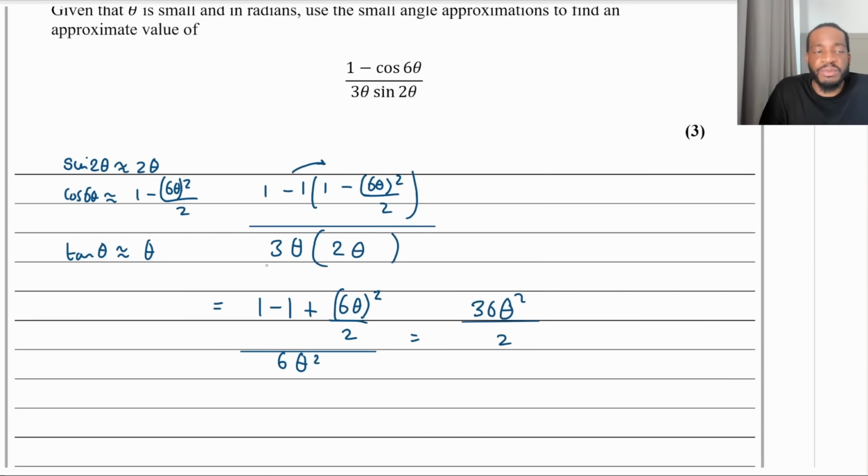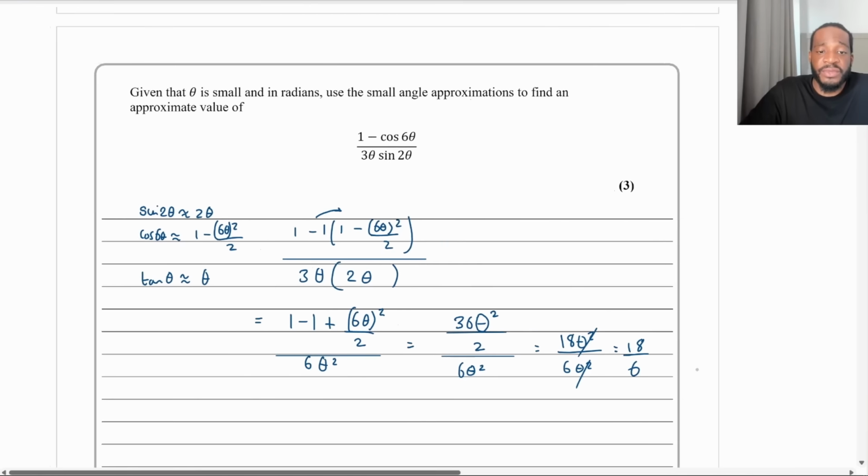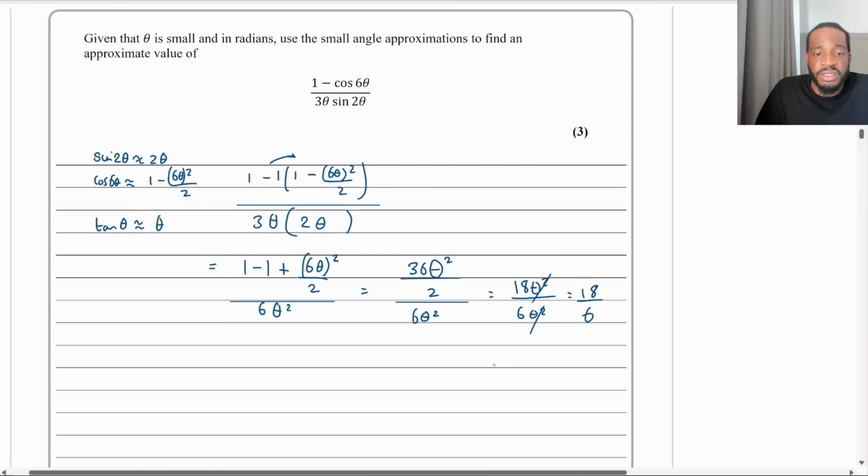36 theta squared divided by 2, and then this is all over 6 theta squared. 36 divided by 2 is 18. So I have 18 theta squared over 6 theta squared, and then cancel: 18 divided by 6 is 3. So therefore the answer is just 3.